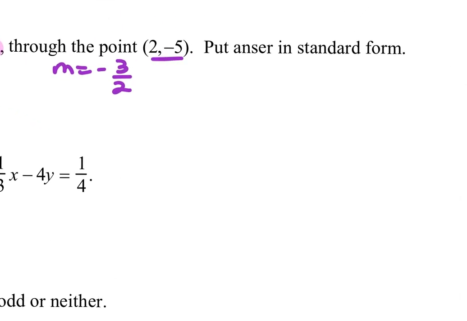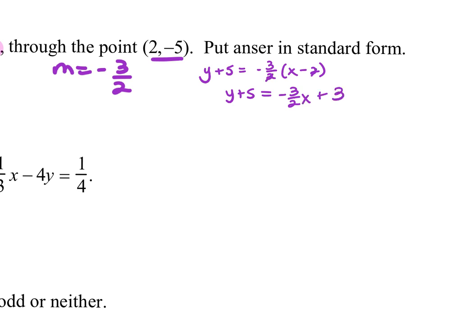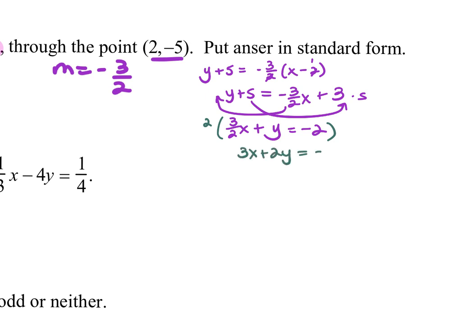If I plug it into point-slope, I get y minus a negative 5, which becomes plus 5, equals negative 3/2 times x minus 2. So y plus 5 equals, distributing, negative 3/2 x plus the 2's would cancel, 3. Then I want it in standard form, so I move the x over: 3/2 x plus y, and move the 5 over by subtracting it, I get negative 2. Get rid of your fraction, so this would be 3x plus 2y equals negative 4.